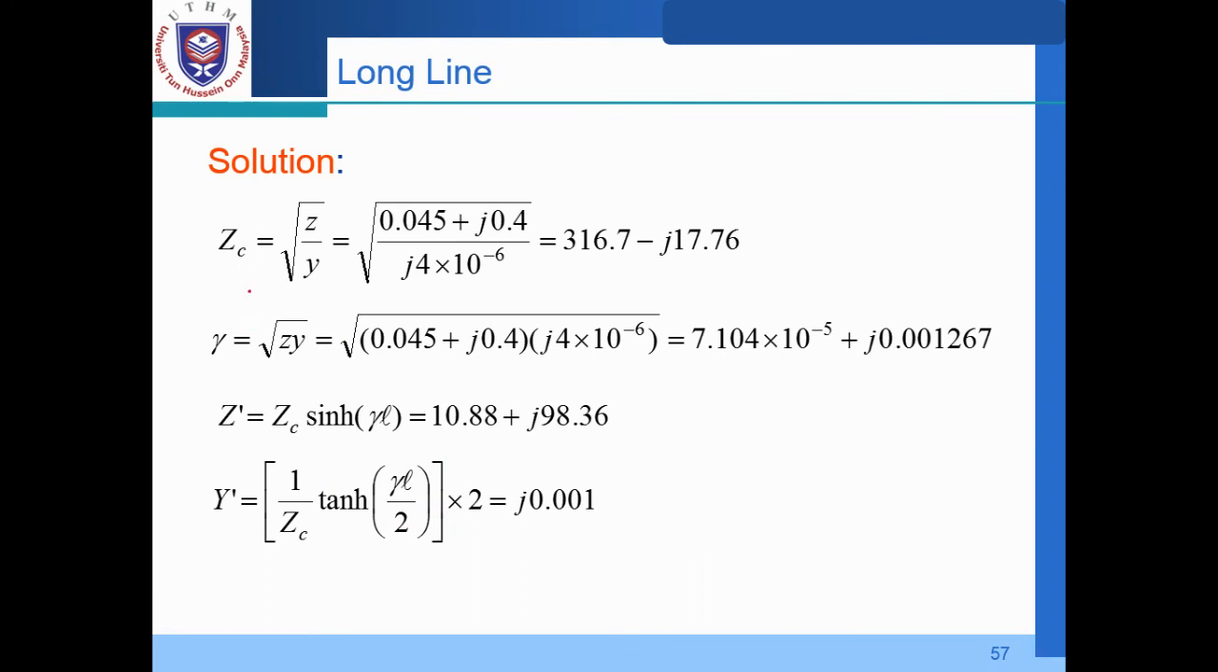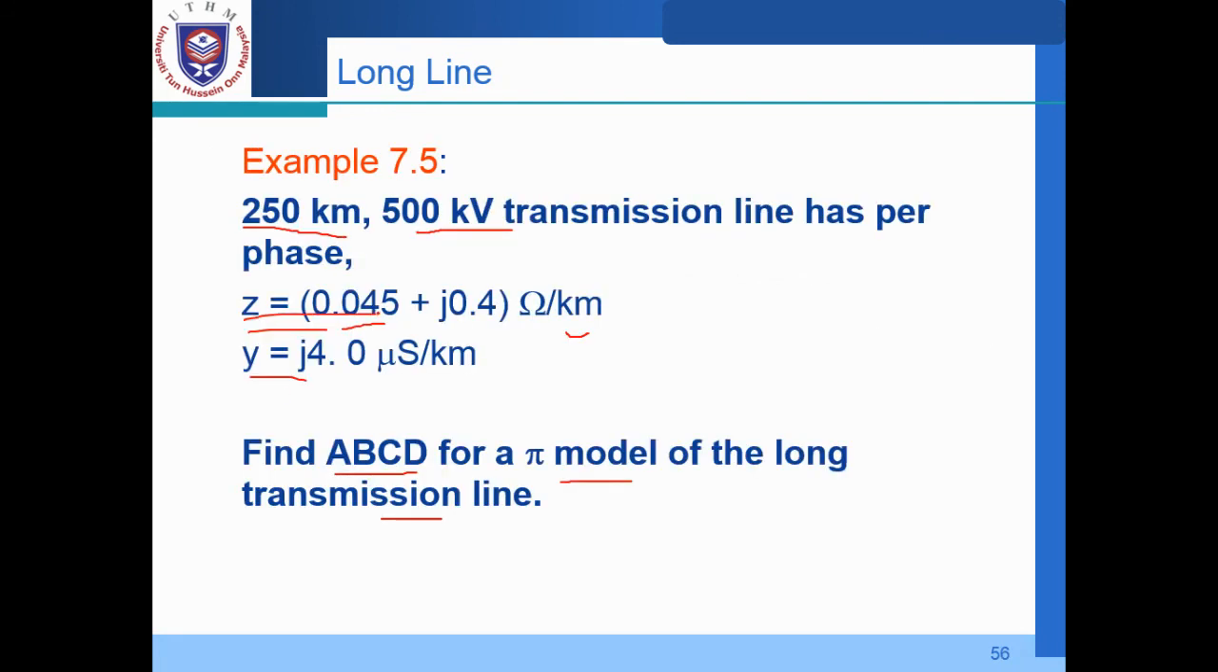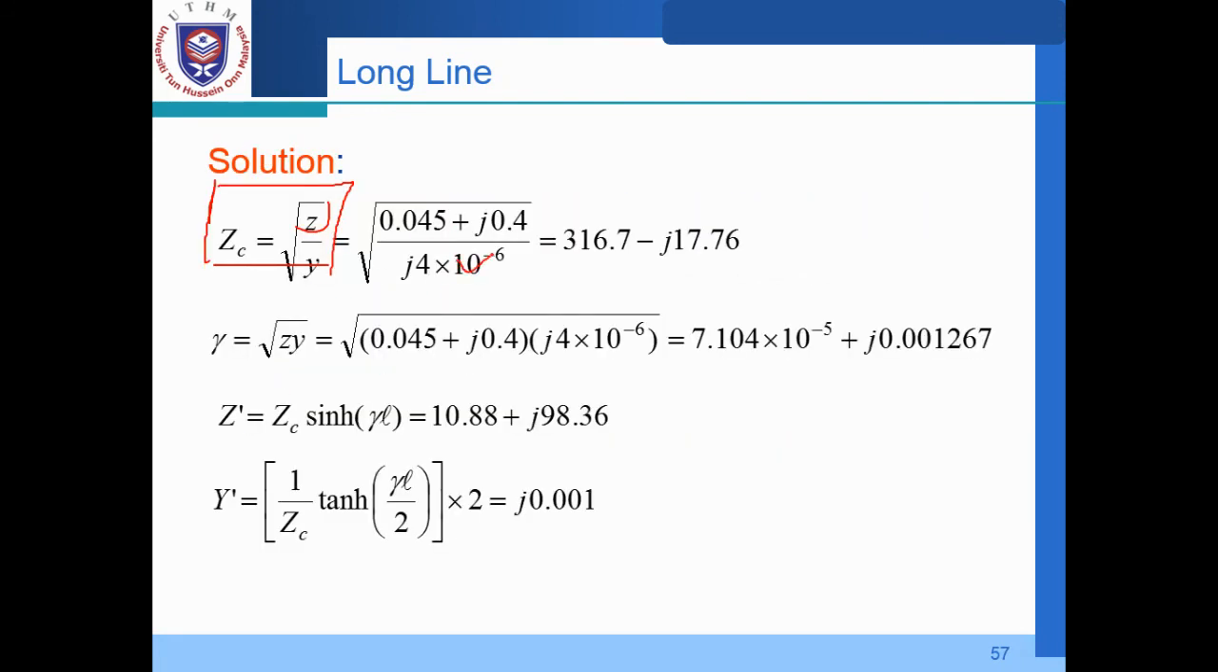Solution. This is the characteristic impedance ZC. The first equation we derived earlier, so the Z value is from here and this is the Y. Just substitute into this equation, giving us the value of ZC as 416.7 minus j70.76 ohm. So we have the gamma, which is equal to the square root of ZY. Just substitute again the value of Z and the value of Y. So this is the value of gamma.